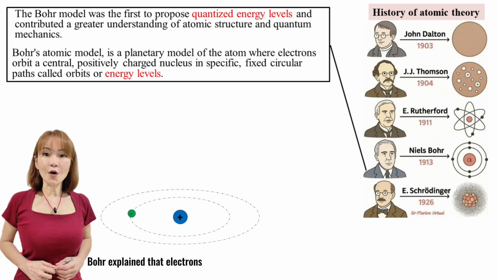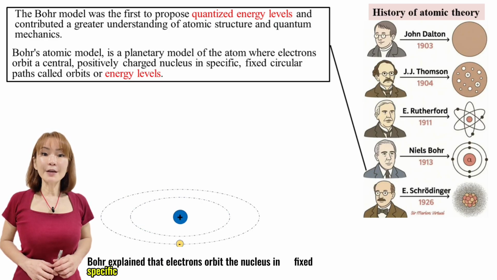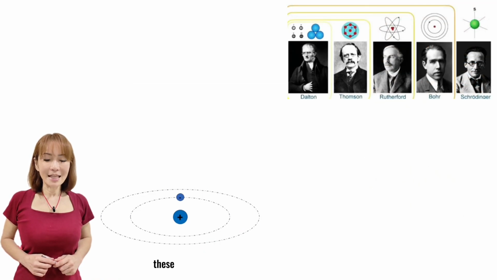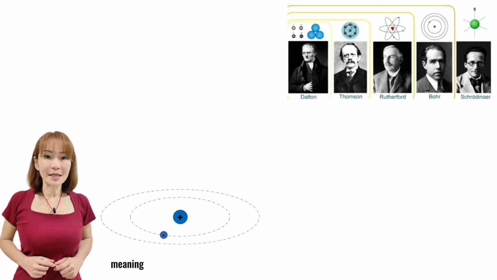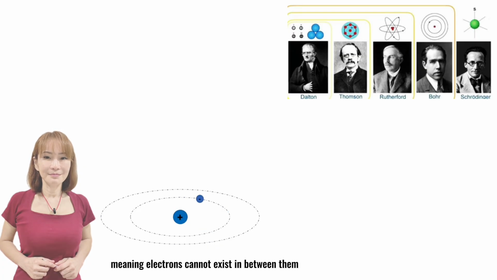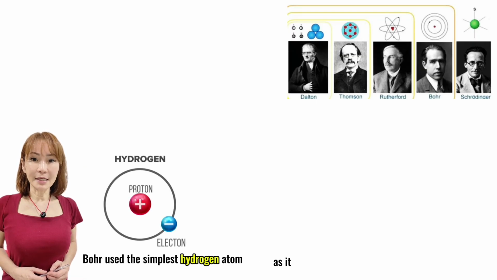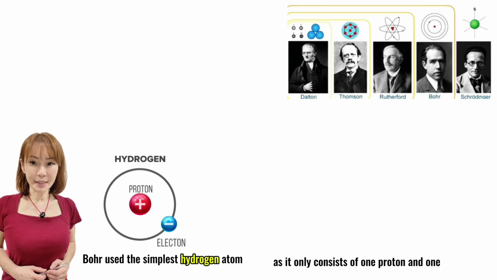Bohr explained that electrons orbit the nucleus in specific fixed energy levels, much like planets orbiting the sun. These levels are quantized, meaning electrons cannot exist in between them. Bohr used the simplest atom, hydrogen, as it only consists of one proton and one electron.